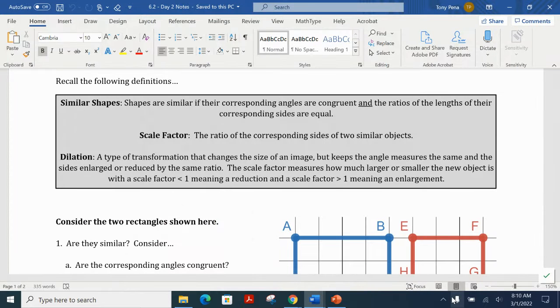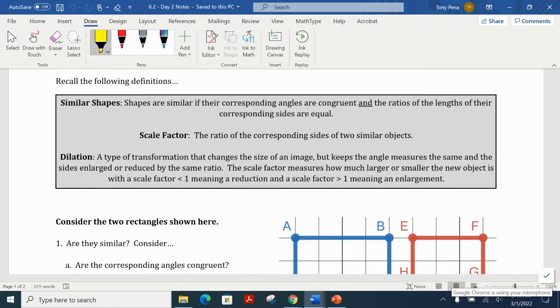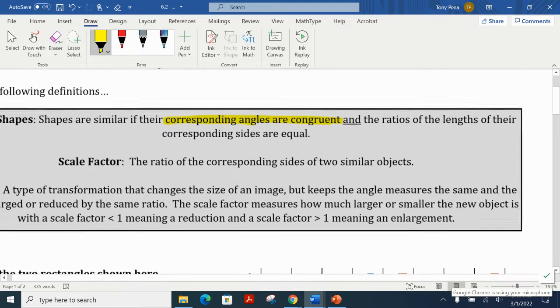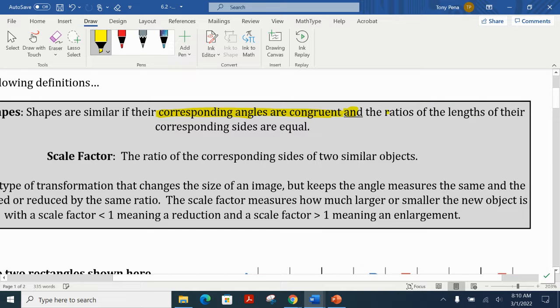If we have similar shapes, the two things that have to occur is that all the corresponding angles are congruent. They have the same exact degree measure. Oh, you can't really see that good, can you? All right, and the ratio of their lengths are also equal within those corresponding sides. So very much what you did last night for homework. We did a bunch of these last night for the homework.